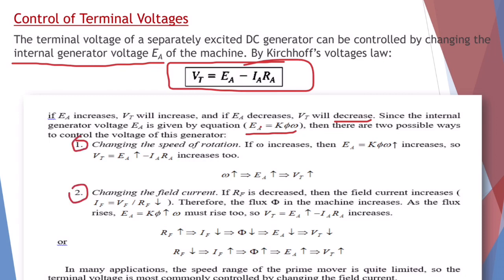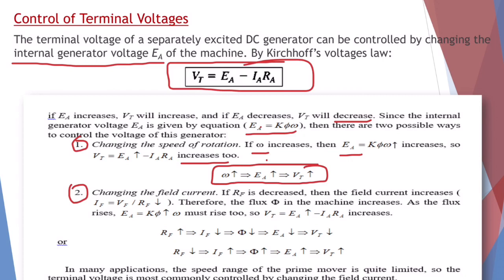there are two possible ways to control the voltage of these generators. The first one is changing the speed of rotation, and the second one is changing the field current. Changing the speed of rotation: if omega increases, then EA increases, so VT increases too. This is the summary here. Omega increases, EA increases, VT will increase.